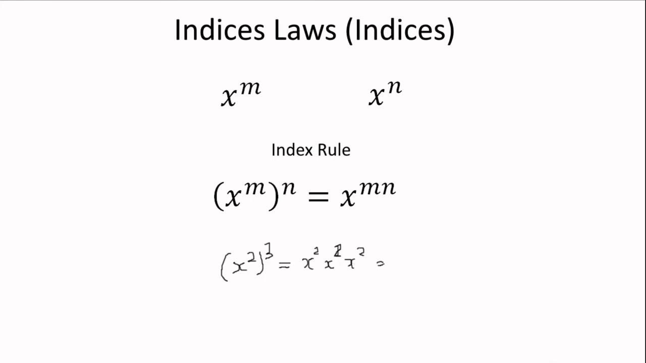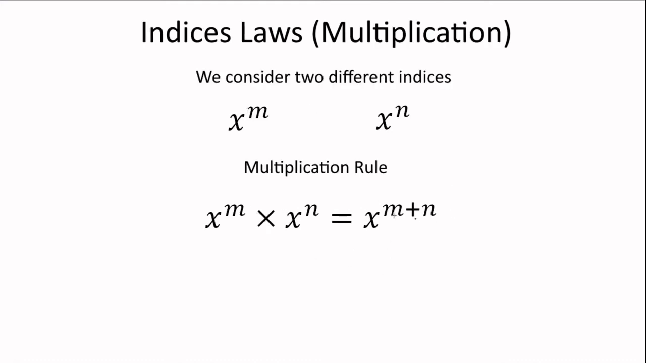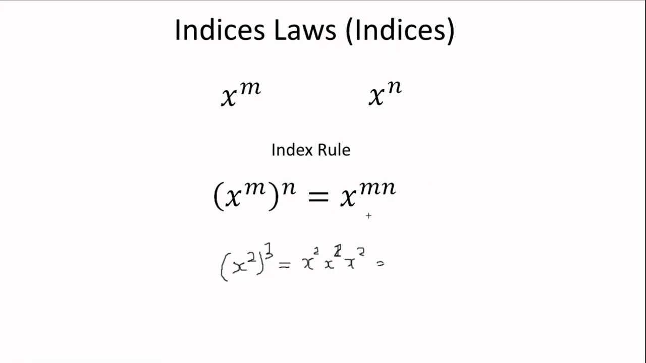And then, using the multiplication law, you add the indices together. So we are adding these together, and so you get x to the power of 6. And if you look at that, that is in fact 2 times 3, which is 6. So that's why this works. So this actually is kind of a branch off from the multiplication rule.